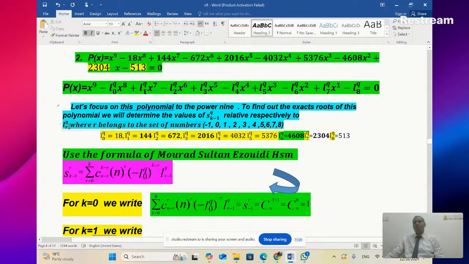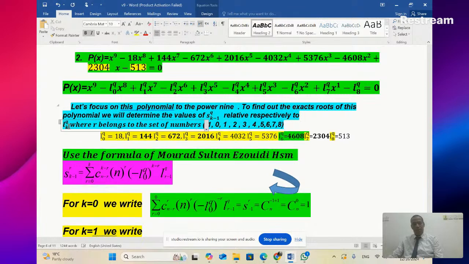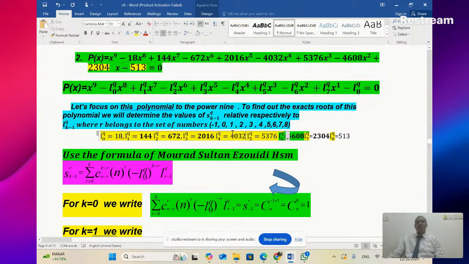L_r, or I'll just write here k minus 1. Now r, or k, ranges from minus 1 to 8, because the highest power is 9, so k minus 1 means 9 minus 1 is 8. So these are the coefficients.